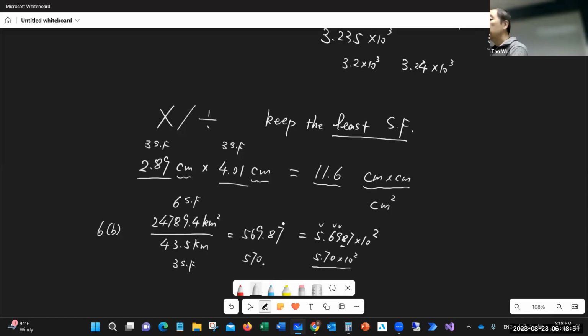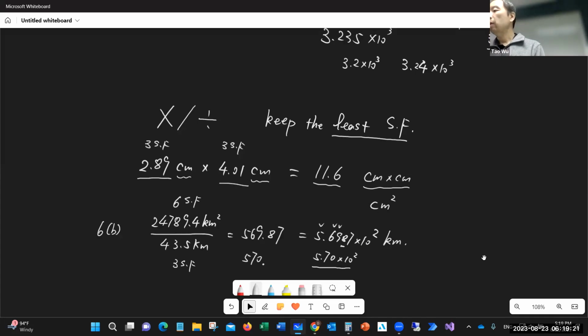That makes sense, right? Then if you look at the unit, this is kilometer squared divided by kilometer. So kilometer times kilometer divided by kilometer is just kilometer. So this answer is just in kilometer. All right, pretty straightforward, right? Multiplication and division is just finding the least number of sig figs.